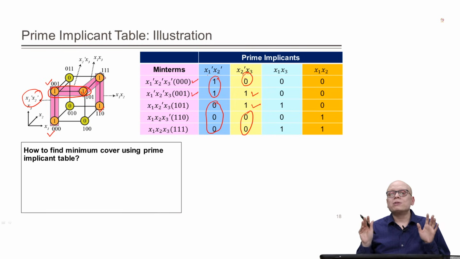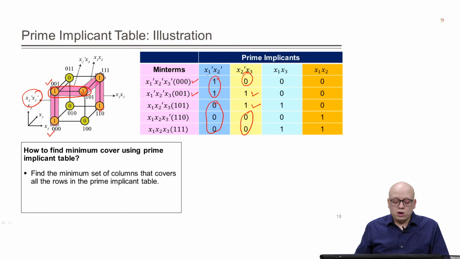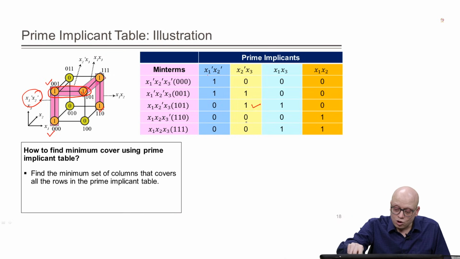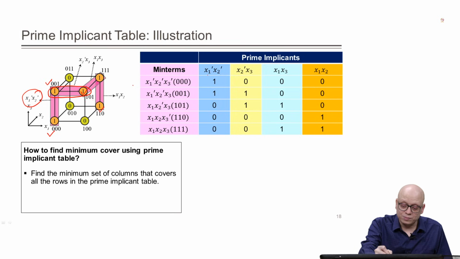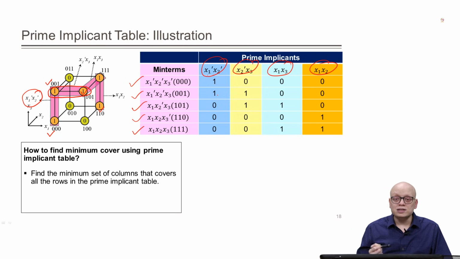Now, we have built the prime implicant table. How to minimize it? How to get a minimum cover out of it? The job that needs to be done is finding the minimum set of columns that covers all the rows in the prime implicant table. We want to cover all the minterms, then only we get a valid cover. So, we have to select the minimum number of columns such that all the minterms get covered. So, this is the problem.